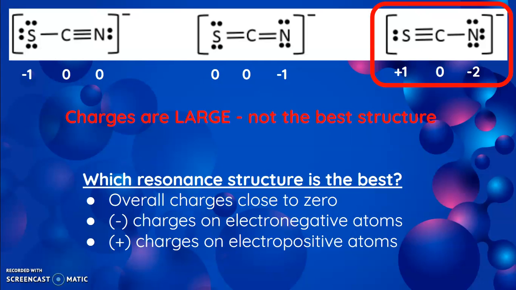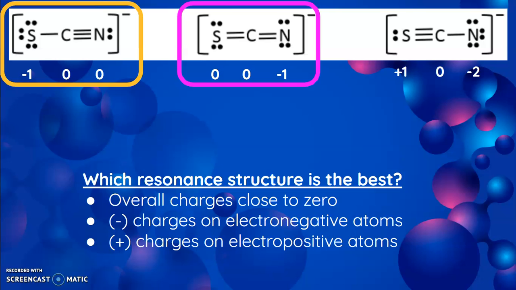So then let's take a look at the other two. They're kind of neck and neck at this point. They both have two zeros and one -1. And notice in all of the structures, all of the individual formal charges add up to that overall charge of -1. But these two structures would be better because their charges are closer to 0. But which one is even best?